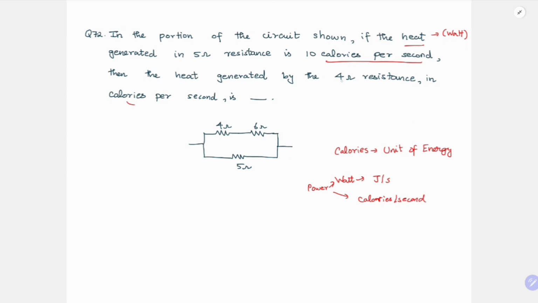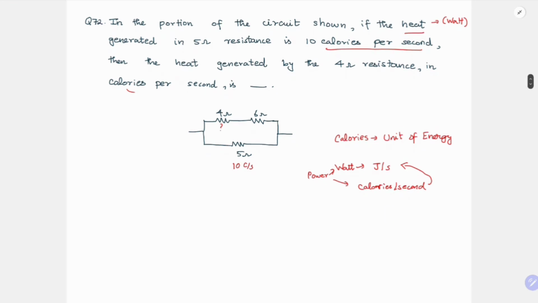So then the heat generated by the 4 ohm resistance in calories per second is dash. So they have given us 10 calories per second, and they are asking what is the power generated here. So for this question, do we need to know the relation between calorie to joule conversion or anything? Not at all, because anyway it is going to get cancelled once we take the ratios.